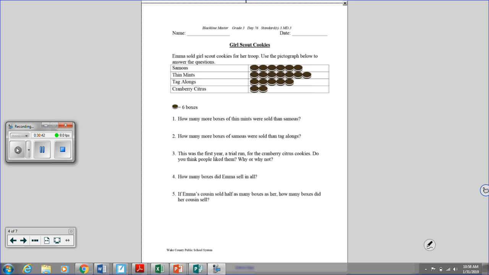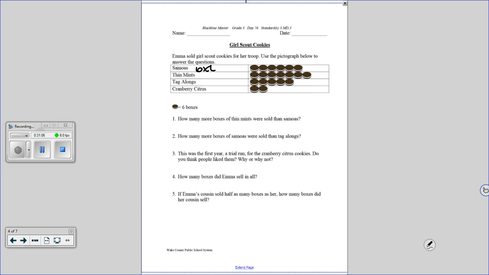Alright, number 1 reads, how many more boxes of Thin Mints were sold than Samoas? Before I even get to that, I need to figure out how many actual boxes were sold. What is the equation I'm going to write for Samoas to figure out how many Samoas were sold? Kaylee? 6 times 6. Keep going. Equals? 38. No. 5 times 6 is what, Kaylee? 30. So 6 times 6 is? 40.